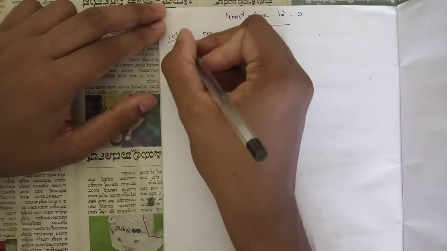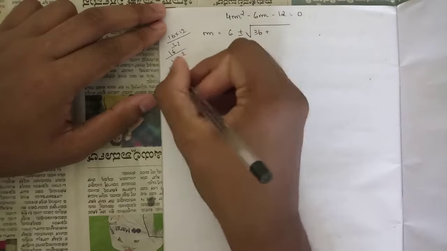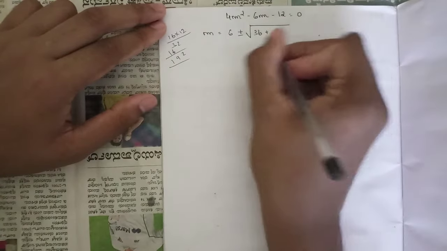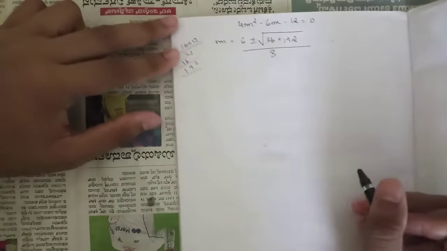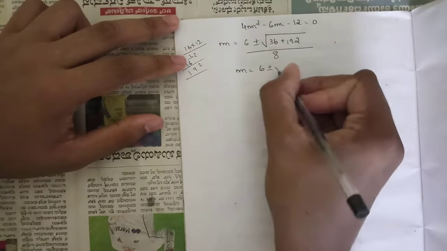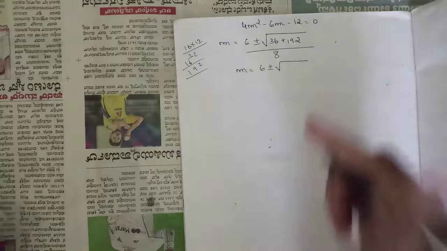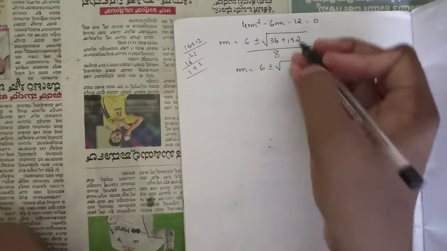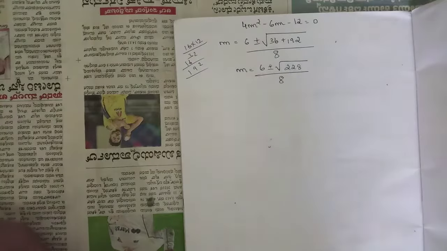16 12s are how much? 32, 16, 192 divided by 4. 2 into 4 is 8. 2a, right, in the denominator. Square root of 192 plus 36, that is 202, 212, 222 and 228 divided by 8.